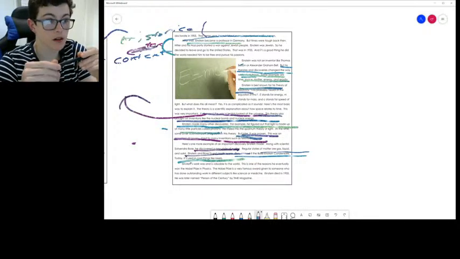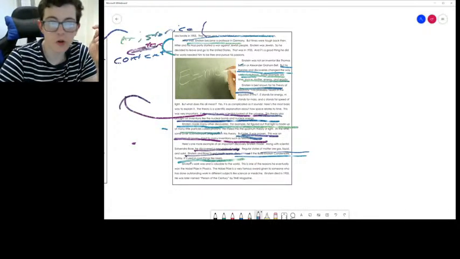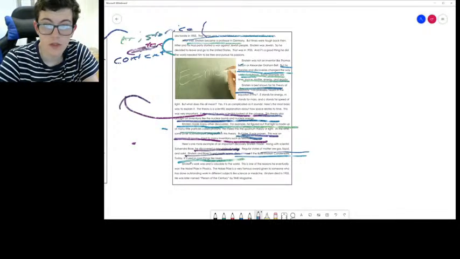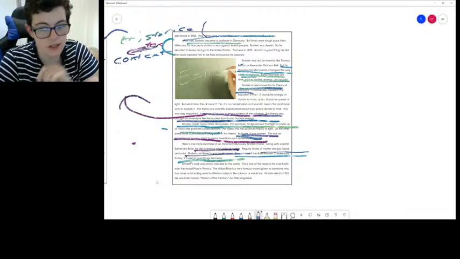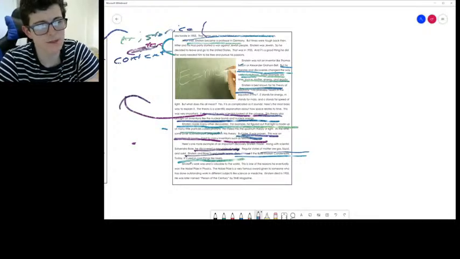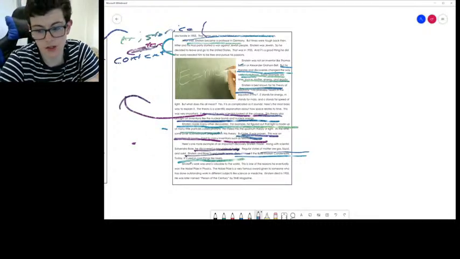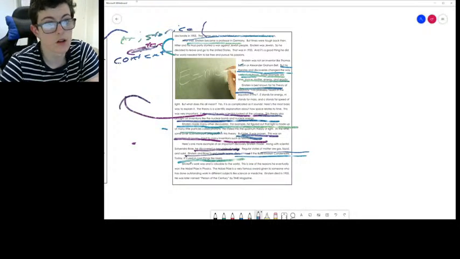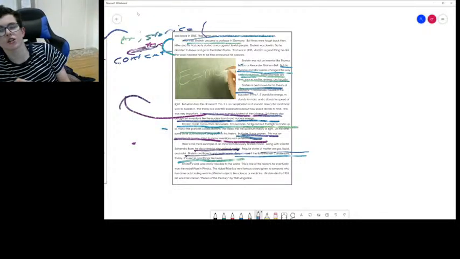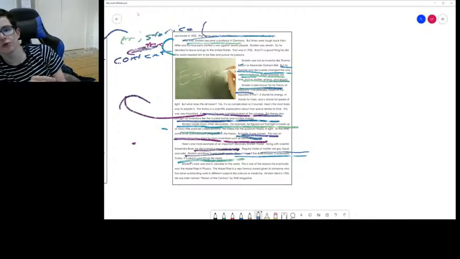Moving to our next and final paragraph. Einstein's work was very valuable to the world. This is one of the reasons he eventually won the Nobel Prize in Physics. The Nobel Prize is a very famous award given to someone who has done outstanding work in different subjects like science or medicine. Einstein died in 1955. He was later named Person of the Century by Time magazine. So I'll give everyone 2 minutes to annotate this, or when the clock strikes 54 minutes. So you have 2 minutes to annotate this. 2 minutes, everyone.